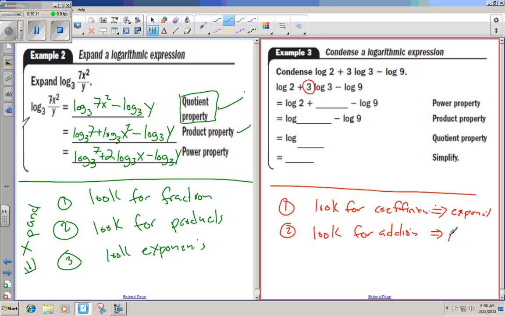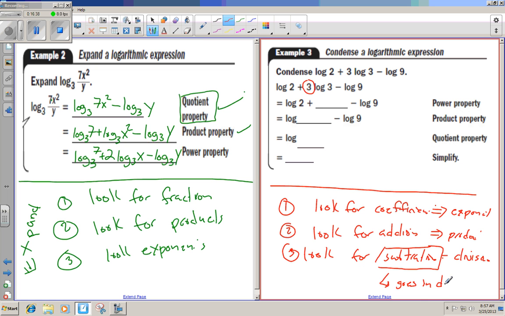Which turns into products. And then thirdly, we look for subtraction, which turns into division. Right? Basically, subtraction goes in the denominator. Addition goes in the numerator.